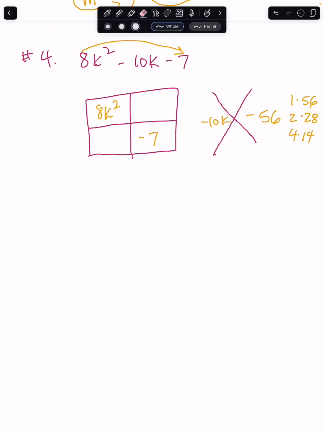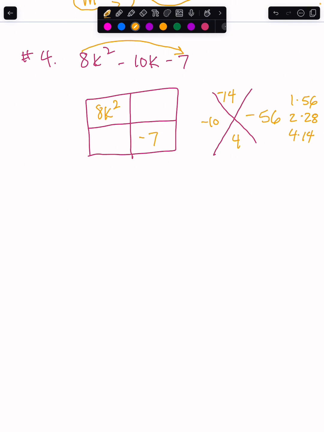Oh, by the way, you don't need to put the K here. That's going to give me 14 and 4. So I'm going to do 14 and 4. But remember, I need negative 10. That means my 14 has to be negative. Okay? Now, again, I have a negative 14 and a 4.